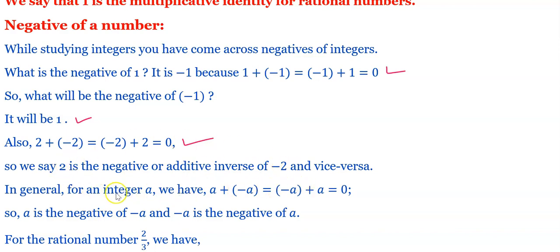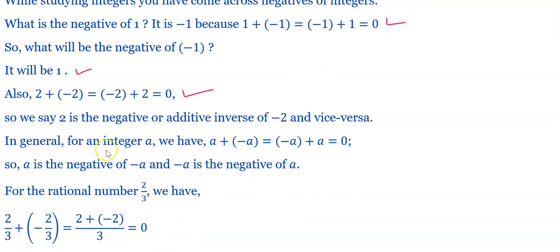And therefore, in general, for an integer a, we have a plus (minus a) is equal to minus a plus a, that equals 0. So a is the negative of minus a, and minus a is the negative of a.